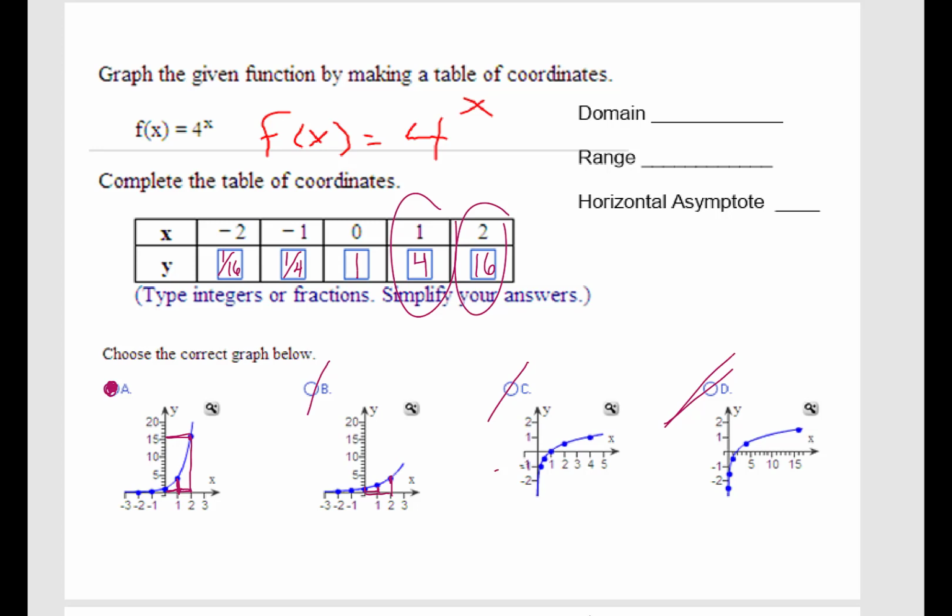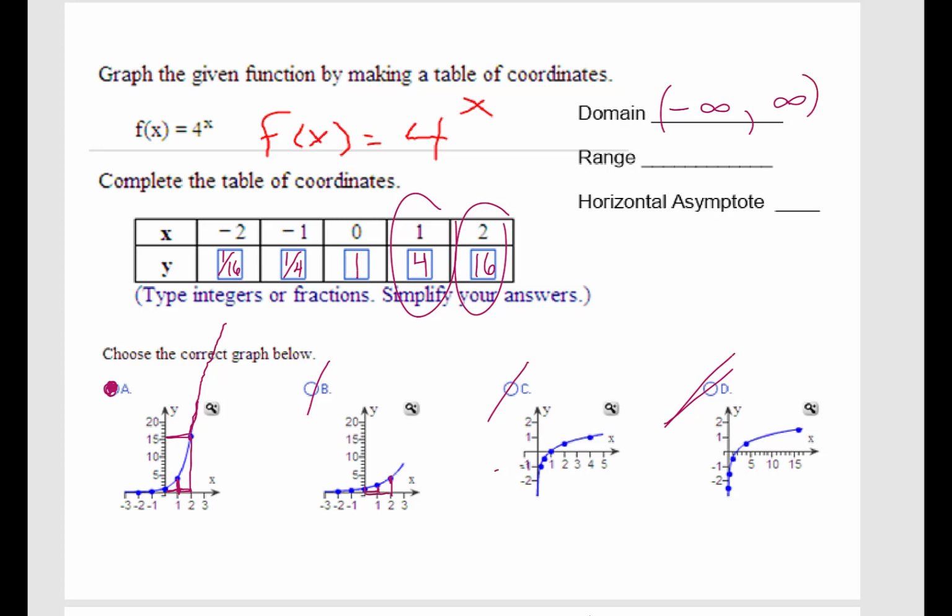Okay, going back up to the top, they want to know the domain. So remember, the domain is all the possible x's we can have in this function. So going from left to right, I can see that I'm going to start at negative infinity. And as I'm moving to the right, I'm raising up, right? But I'm going further and further to the right. So I would just keep going and going. So it would be positive infinity.